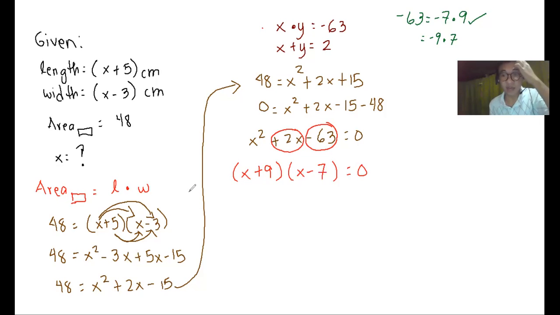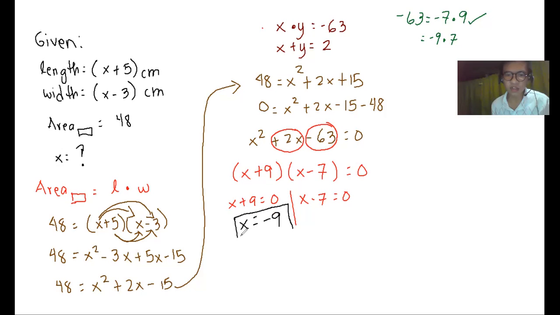Like the given in number 2, we will equate both binomials to 0. So we have x plus 9 equals 0, and x minus 7 equals 0. Since we are finding the value of x, positive 9 transferring to the other side, x equals negative 9, while x minus 7 equals 0 becomes x equals 7.